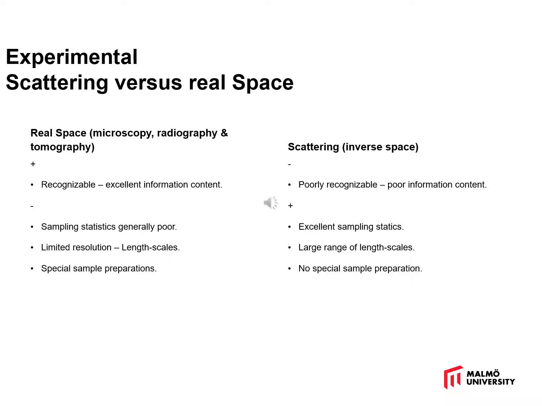By contrast, and I've put the minuses first, the big minus of scattering experiments is the poor recognizability of what you actually measure. It's hard to say it's an elephant. There's also a poor information content, and I'll come back to that point again. On the plus side, excellent sampling statistics. You're measuring over many, many, many units. It's truly statistical measurements. Also, there's a large range of length scales that you measure at once. And usually, you need no sample preparation, especially on the scale that you need for electron microscopy. It's usually just a wet sample that you put in the beam.